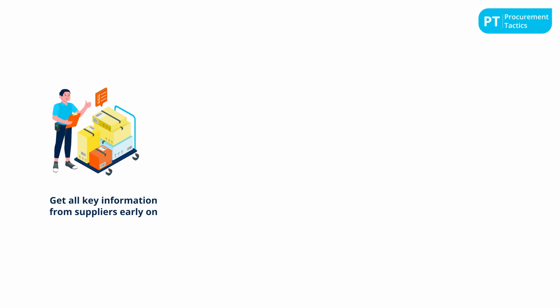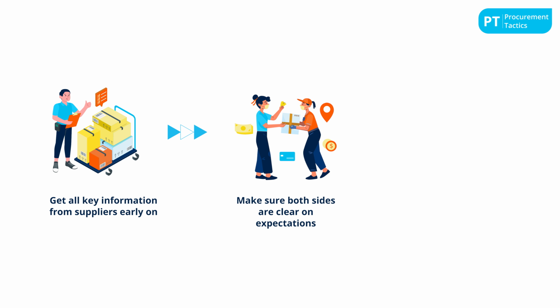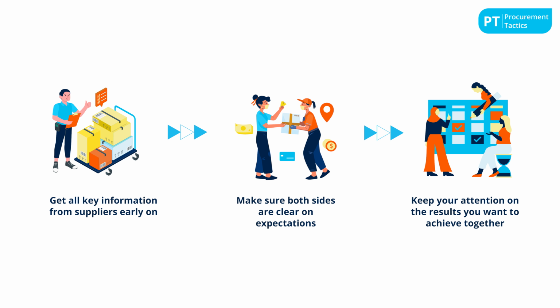To summarize, let's highlight the most important points that you should consider during your contract management lifecycle. When managing contracts, it's important to get all the key information from your suppliers early on. Make sure both sides are clear on expectations. Keep your attention on the results you want to achieve together.